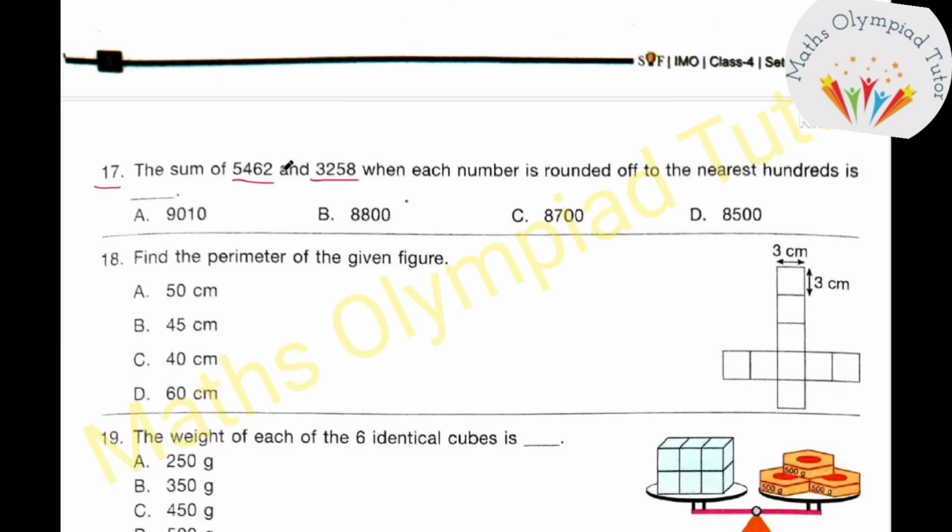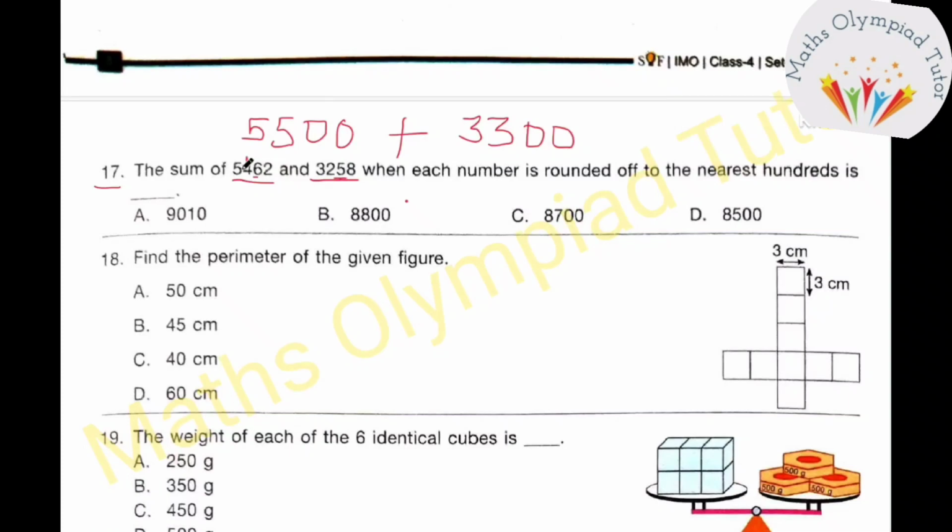Nearest hundreds means we have to check the tens place, which is 6. Here in this number it is 6, which is more than 5. So we will add 1 to this digit, so it will become 5, 5, and the rest of the digits will become 0. So this is 5500 here. Similarly for the next number, 3258, if we have to round off to the nearest 100, we'll be checking the tens place, which is 5 here. So again we'll add 1 to the hundreds place, it will become 3, 3, and the rest of the digits will become 0, 3300.